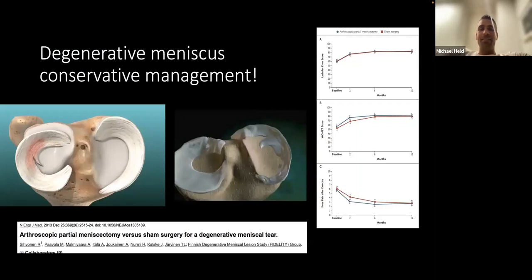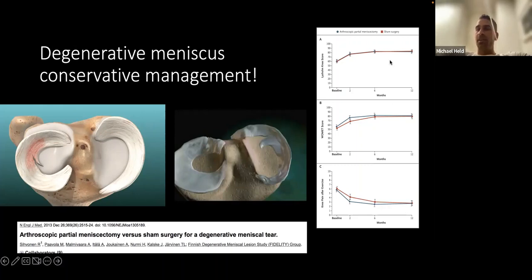So this is against the treatment of degenerative meniscus tears. This was a study in the New England Journal of Medicine, published 10 years ago. It was a Scandinavian study, the Finnish Degenerative Meniscal Lesion group. What they did was sham surgery. They had 2 groups. In one, they just did an incision and closed it up again, and in the other, they did an incision, debrided the meniscus and then closed up again.